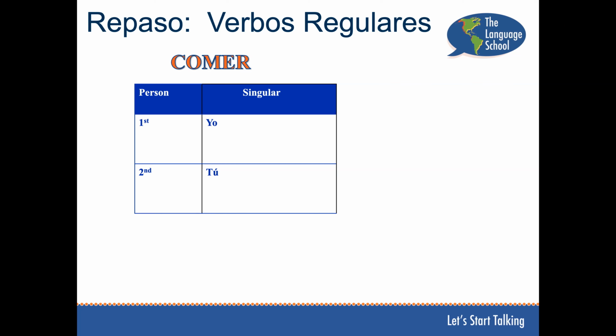To eat. Yo como. Tú comes. So this is an ER verb, so we're going to say come. Sí, tú comes. Muy bien. Leer for Taina. To read. Yo leo. Tú lees. Muy bien. Tracy, beber?